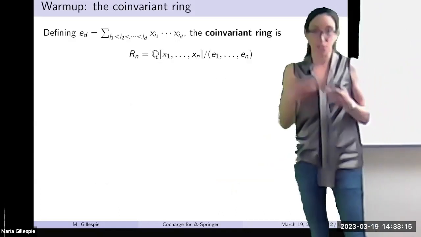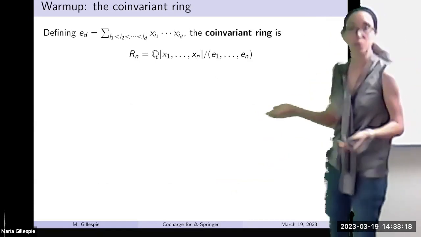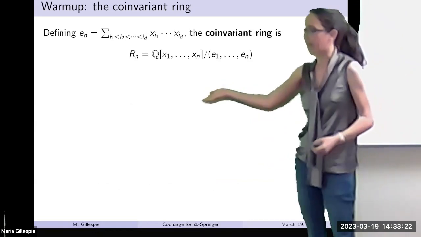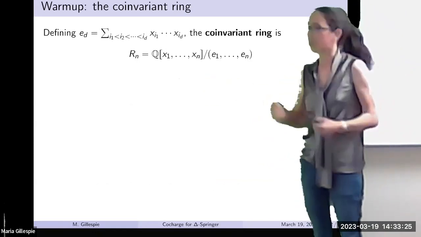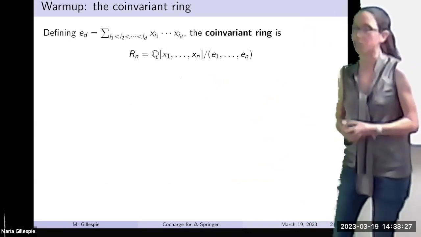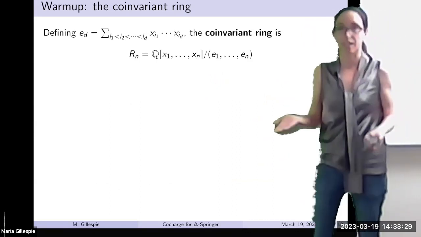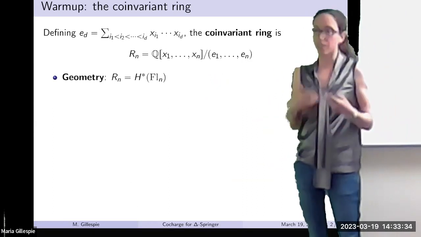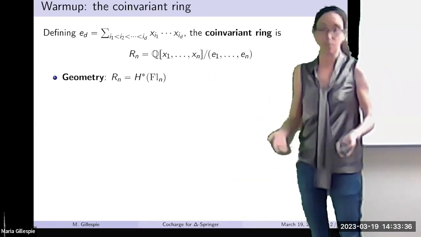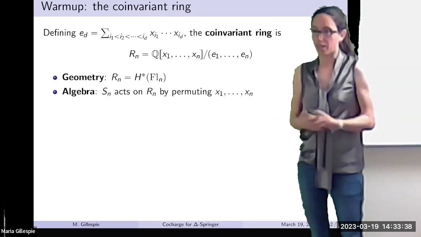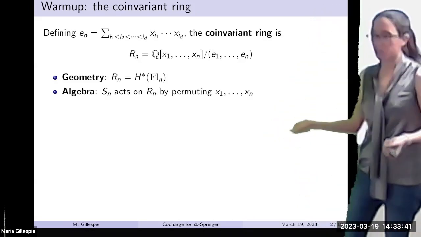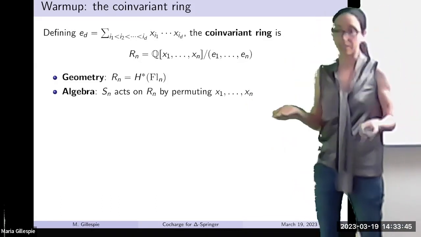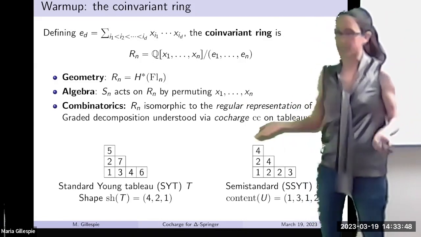So to introduce the delta Springer modules, first I want to warm up with the co-invariant ring, which we've seen a couple times in this session. So R sub n is Q adjoin x1 through xn mod the elementary symmetric functions. You're modding out by the invariants under the Sn action on the n variables. And so this has connections to geometry. It's the cohomology ring of the complete flag variety. It has the structure of an Sn module by permuting the variables because the ideal is invariant, and it's a graded Sn module as well. And it also has some nice combinatorics.